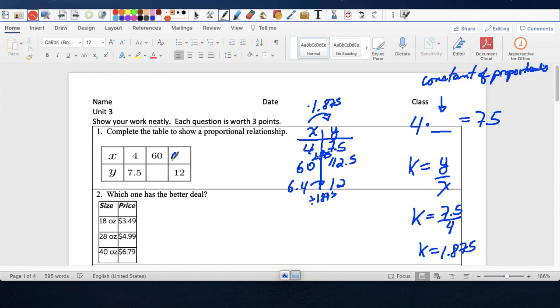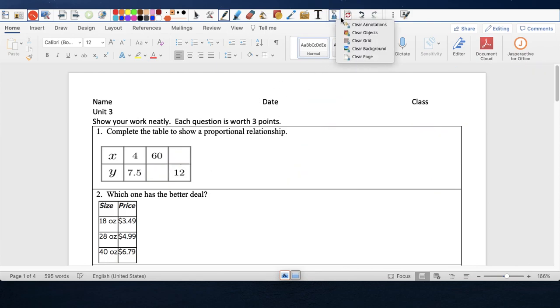Now, again, you didn't have to do that. I created a table. But if you can see it this way too, it's fine. Okay. Which one has a better deal? Well, if you want a better deal, we have to find the unit rate, right? So that's where the unit rate comes really handy. So what do we have here?